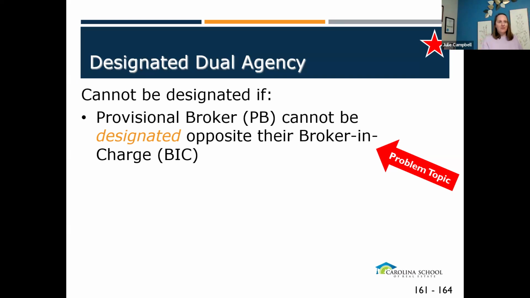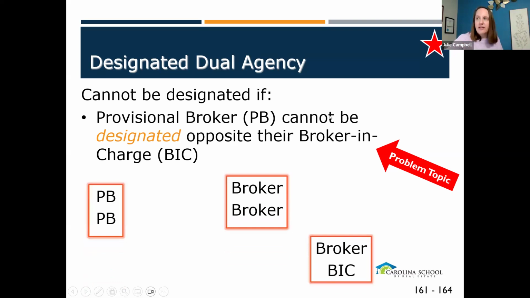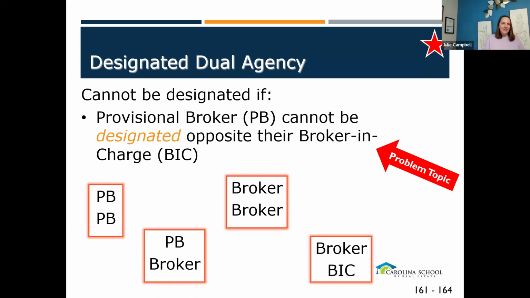Because dual is about the firm. They cannot be designated opposite of each other. Does everybody hear me? Yes to dual, they cannot be designated opposite each other because the BIC probably knows something confidential about the PB's client. Any other relationship is allowed as long as you don't have prior confidential information about the other side.